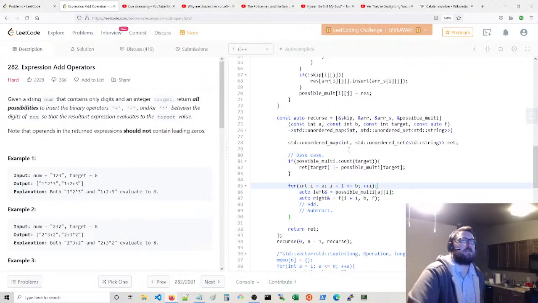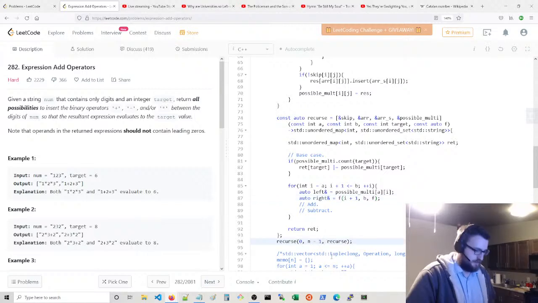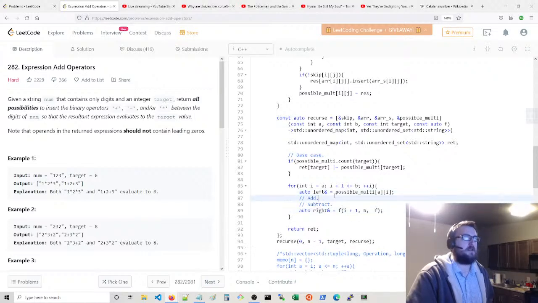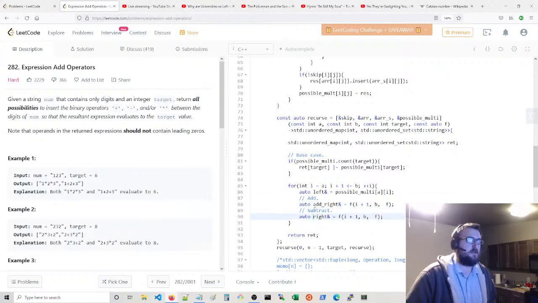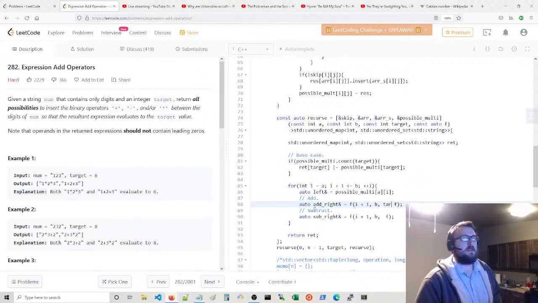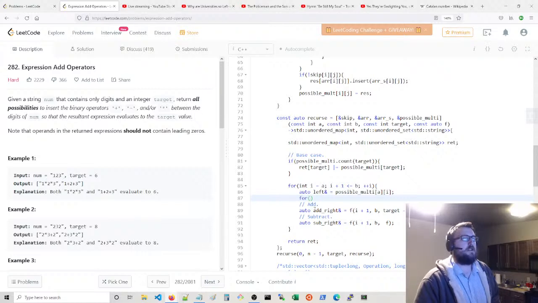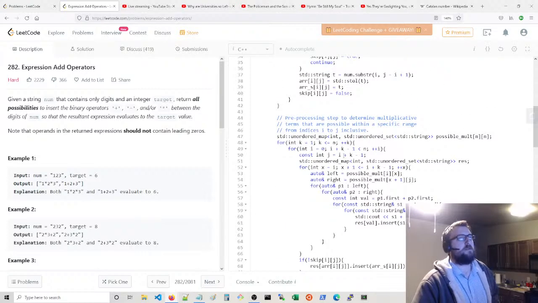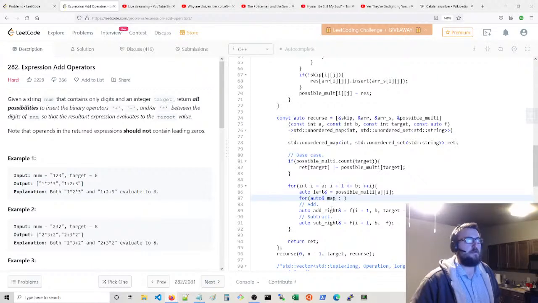And we have a target value, so the target is our initial target. The right side will be add right and subtract right. So if we are going to add these two things together, that means our target is going to be minus whatever key we have. So we have to do this for each key, so I say auto P, and possible multi is a map, so for each map, let's just say M, of the possible of left.